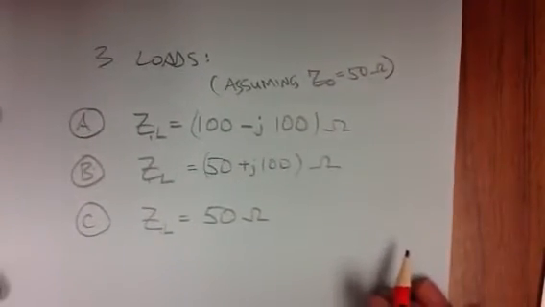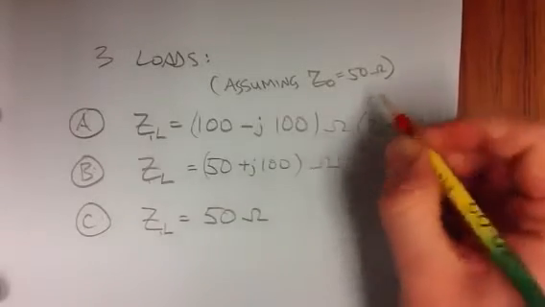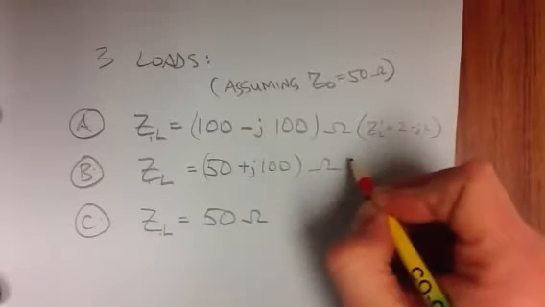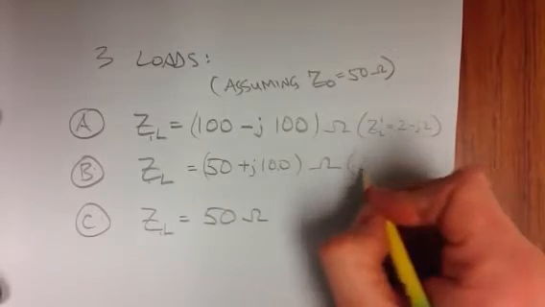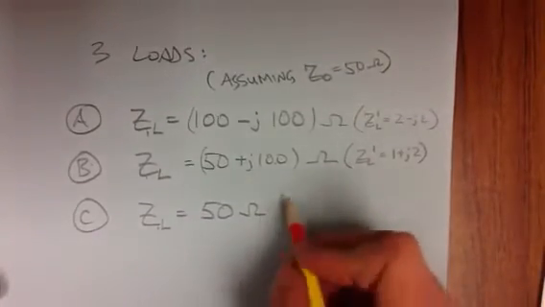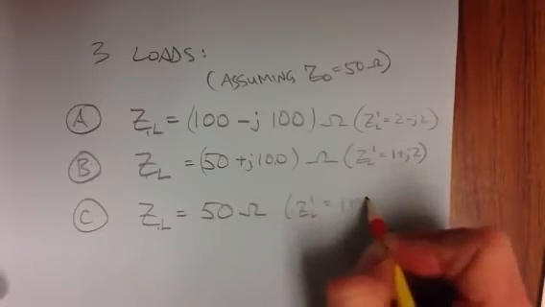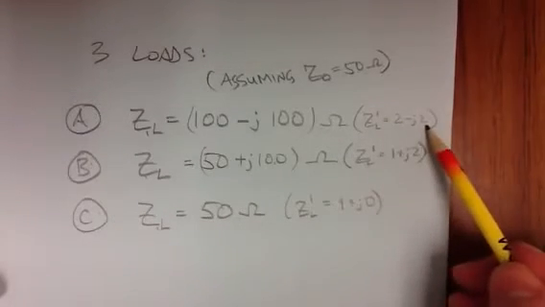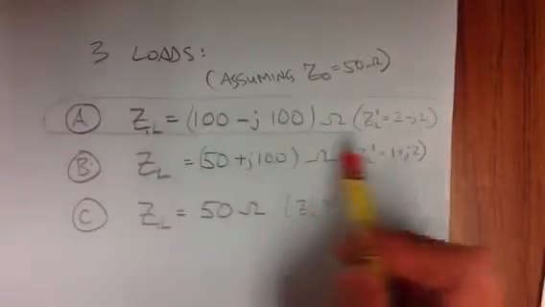For the first load, the normalized impedance, if we divide by the characteristic impedance, is 2 minus j2. In this one, with 50, it's 1 plus j2. And this one, normalized impedance 1 plus j0. Done. So I plot 2 minus j2, I draw a circle, and I look. The first one is what we'll do first.